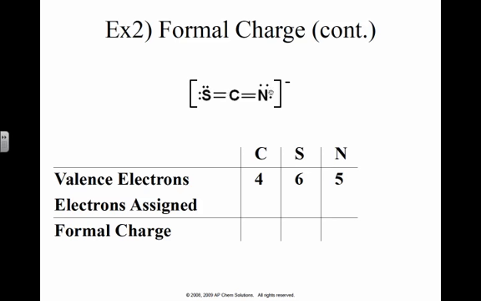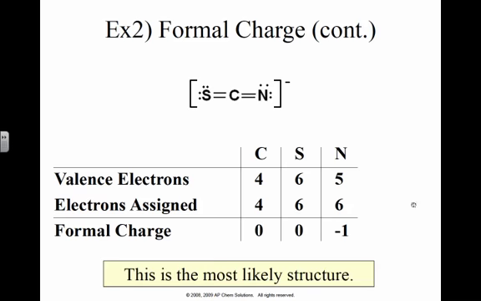Nitrogen, I see 1, 2, 3, 4, 5, 6. Now, when I do this, I do end up with a -1 charge for nitrogen. Nitrogen is the most electronegative element, and I should have an overall charge of -1.